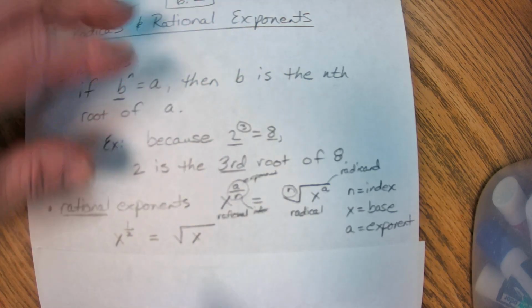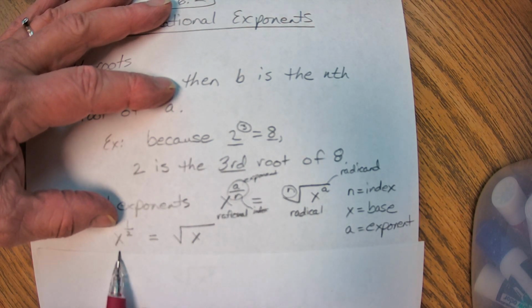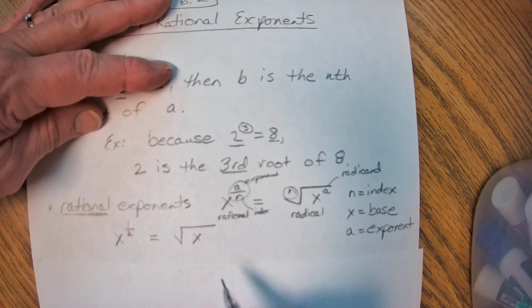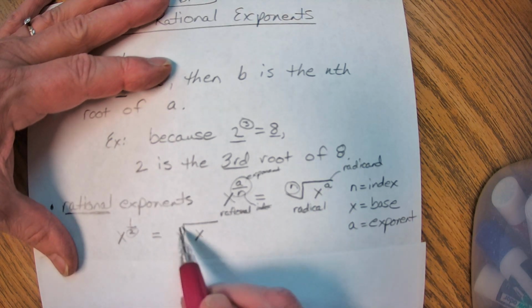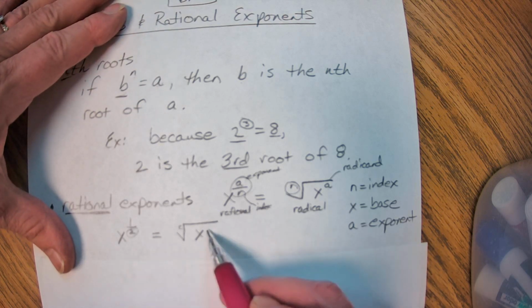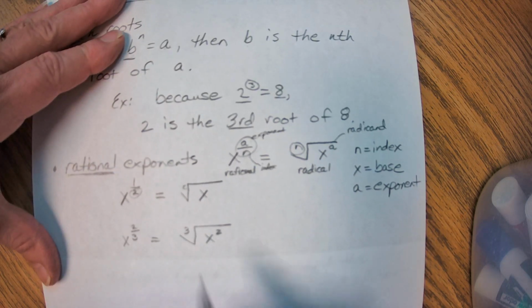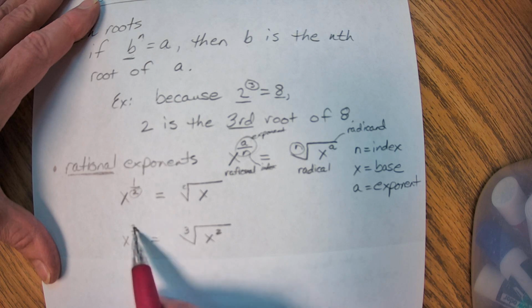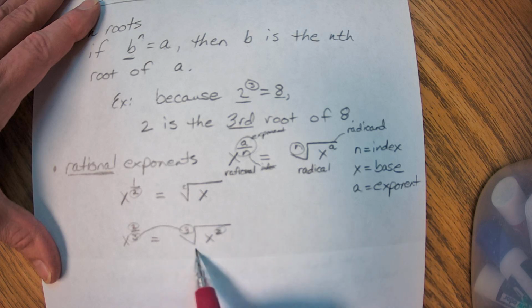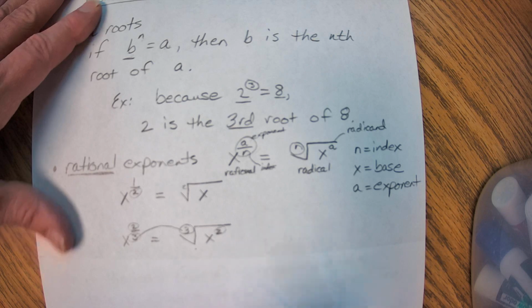All right, so if I wanted to write x to the 1/2, which is rational form, and change it to radical form, then I know that this is the index number. And remember, we don't ever put a 2 there if we're talking about square roots. And this is the exponent, so it would just be x to the first. Let's do another example. x to the 2/3 would be written as, remember, this is the exponent, this is the index. So this would be the third root, or the cube root, of x squared.